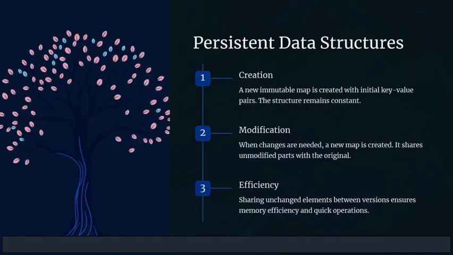Next, let's see persistent data structure. Creation: a new immutable map is created with initial key value pairs. The structure remains constant. Next, modification. When changes are needed, a new map is created. It shares unmodified parts with the original one. Efficiency: sharing unchanged elements between versions ensures memory efficiency and quick copy.